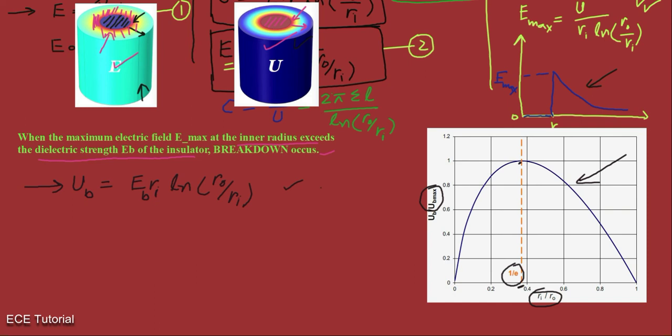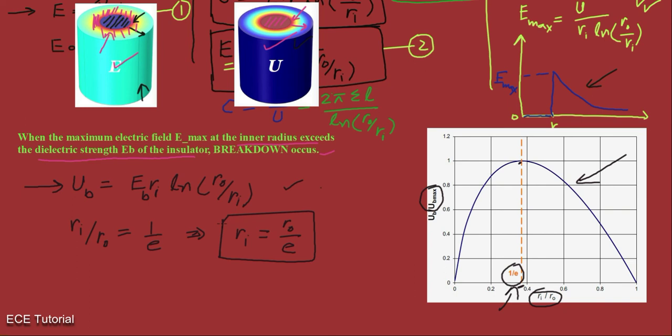So how can we design the insulation of a cylindrical cable? The cylindrical insulator is optimized to withstand the maximum breakdown voltage when the inner radius is equal to the outer radius divided by e, which is achieved by rearranging this condition, that Ri over Ro is equal to 1 over e. If we rearrange this equation, we will get Ri equal to Ro over e.